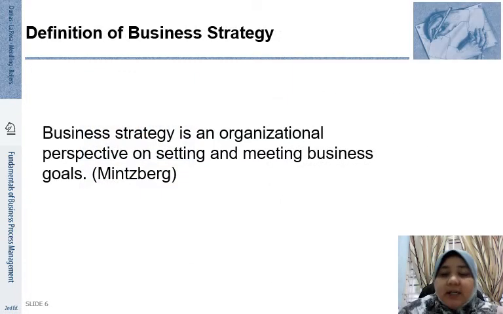Okay, in process identification, it's important for us to define our business strategy. So what is business strategy? Business strategy is an organizational perspective on setting and meeting business goals. Business strategy kena mengikut dia punya goal. So kita kena tetapkan goal dia dulu. Okay, then how are we going to achieve the goal? Then kita pasang business strategy. So business strategy is a holistic perspective on how we are going to achieve our goal. So that is business strategy. So kena ingat sikit lah definition ni.